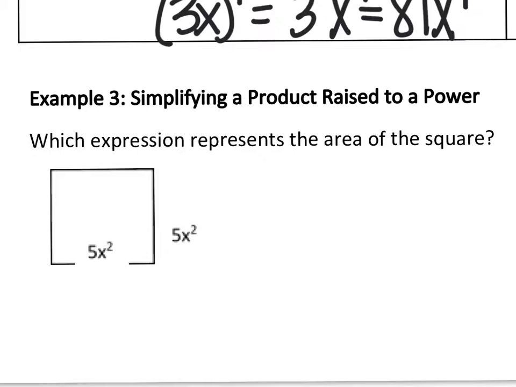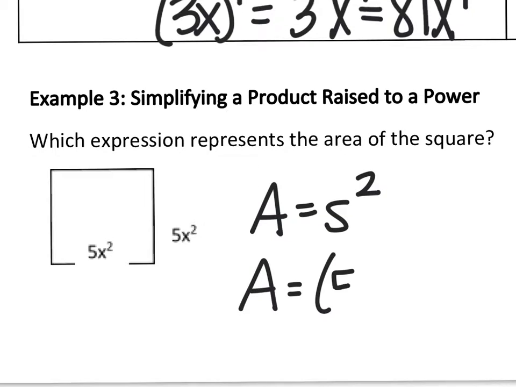Okay, so we want the area of the square. So the two sides of the square are equal to 5x squared in length. So the area of the square is always going to be side squared. So our area is going to be 5x squared squared.